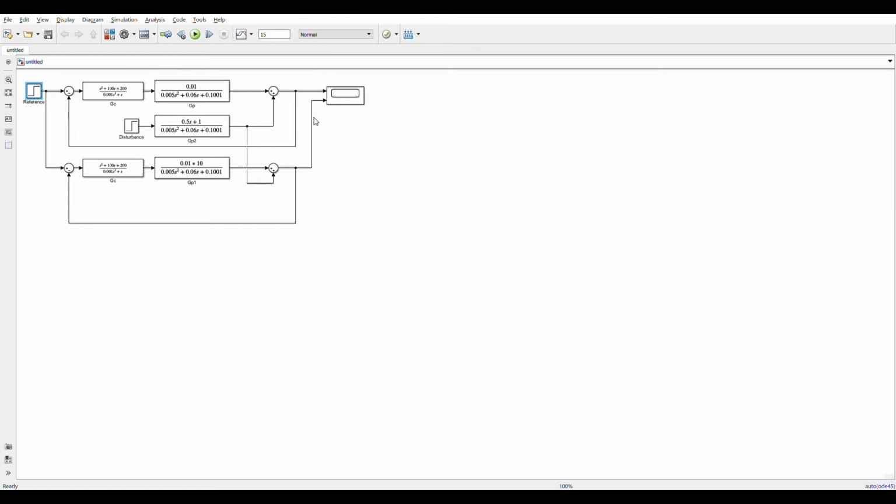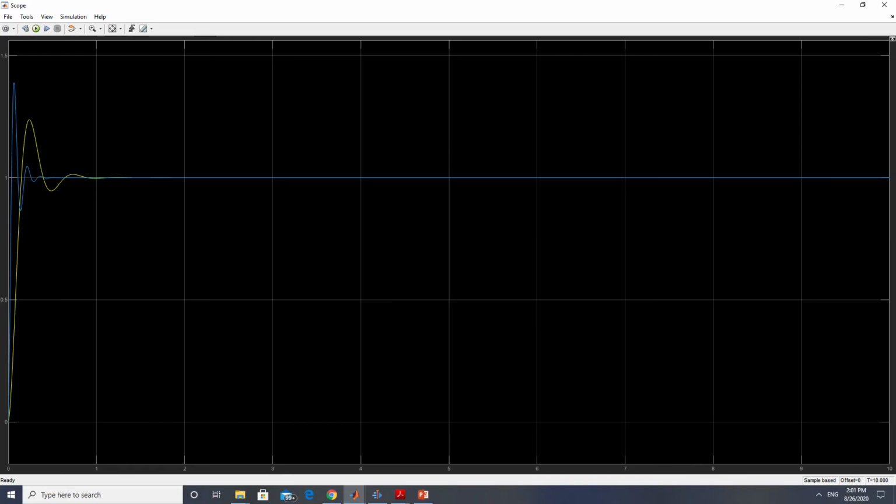Okay. Now if I run this, we will see the response of the system, the step response of the system in the scope here, and over there we can see whether the steady state error is equal to 0 or not. Okay, here it's running. And now we can have a look at the graph that we have on the scope. And here we can see how the system behaves.